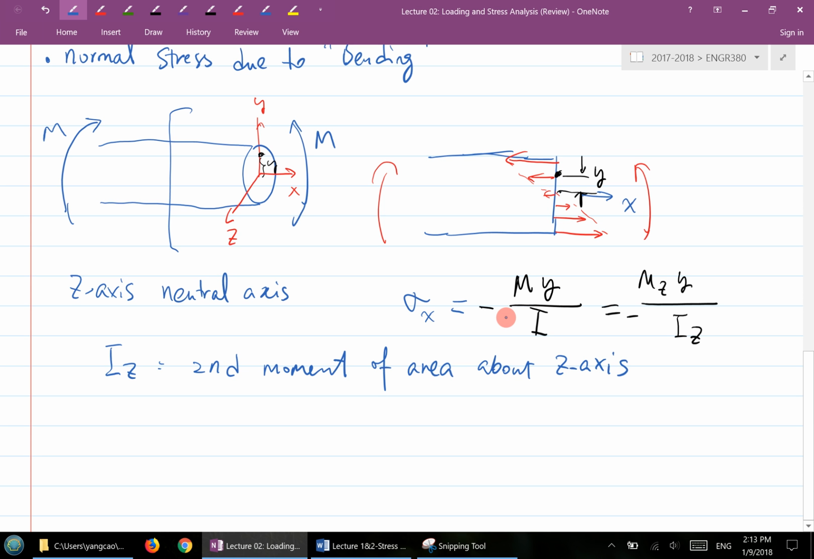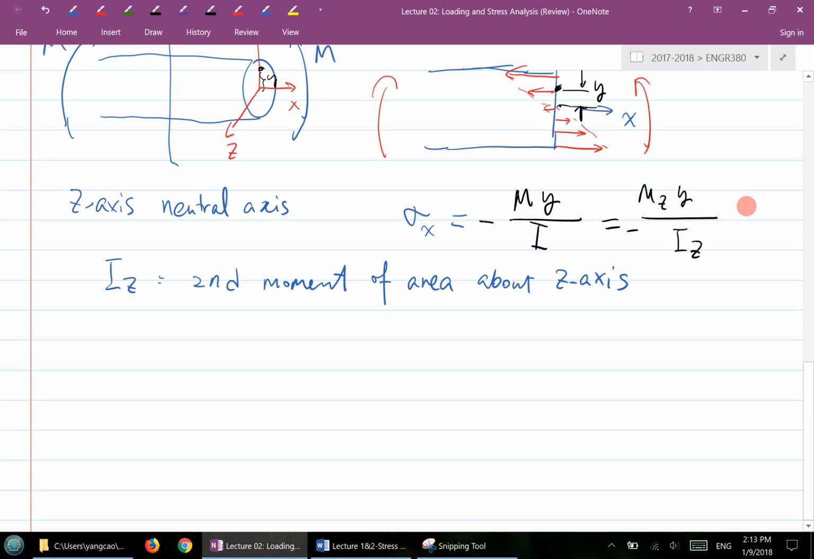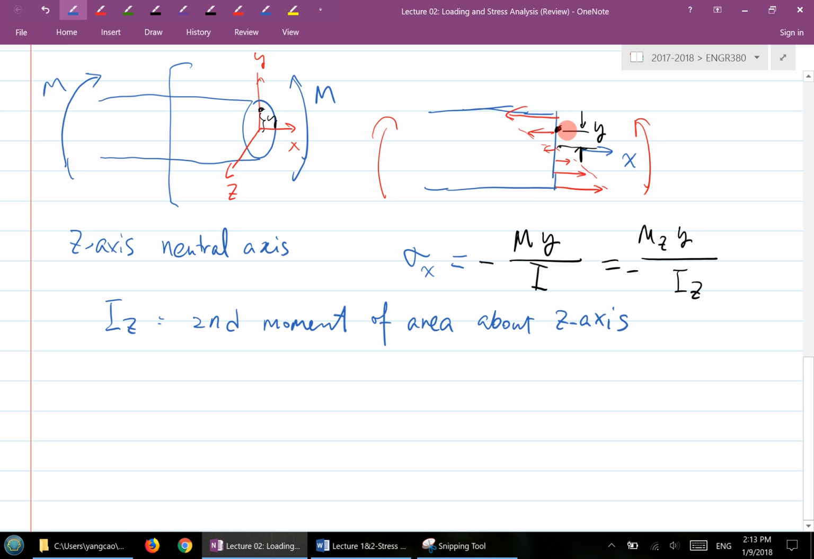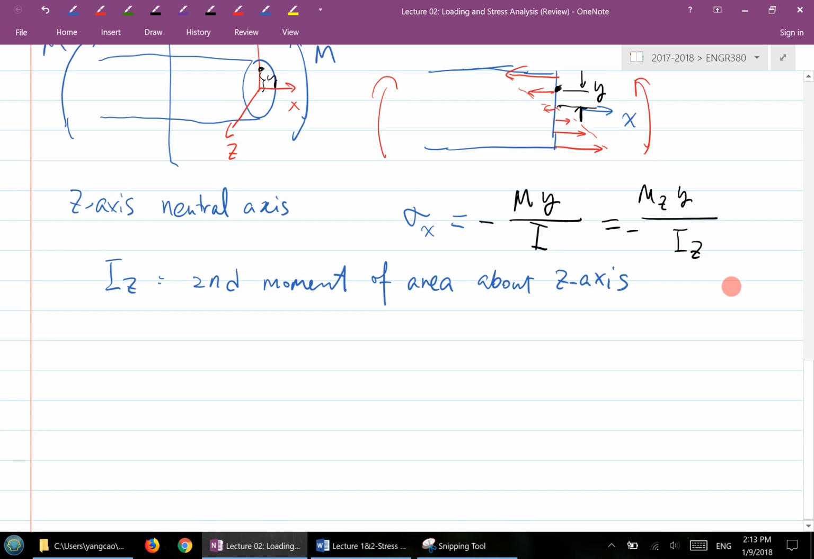So for example, in this case here, I'll point out a few minimum and maximum. For this one here, which location has the minimum and maximum? Apparently the location on the two edges, at the top and the bottom, will have the absolute maximum value. So this one here you have a maximum value which is compressive, and this one here you have a maximum value which is the tension, right? Yeah, tensile stress.